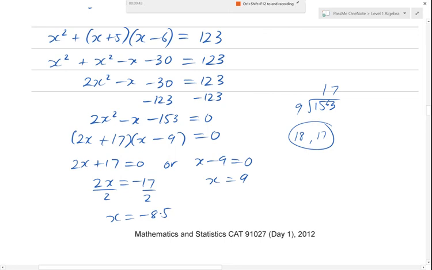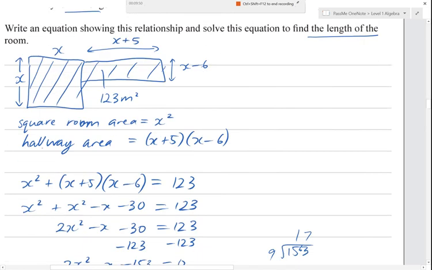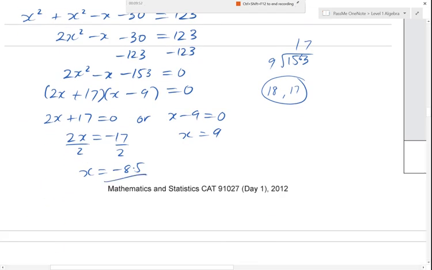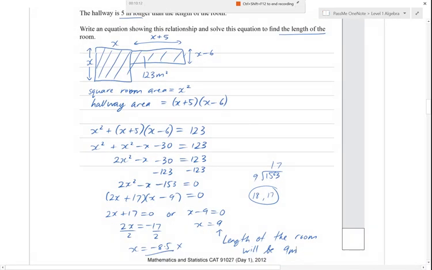Now one of these answers makes sense and one of them doesn't, so let's go back to our question. Solve an equation to find the length of the room. Well, can we have a negative length of a room? No. And so this is our answer. So the length of the room will be 9 meters. And that's a really good excellence question there. And that will do, I think.